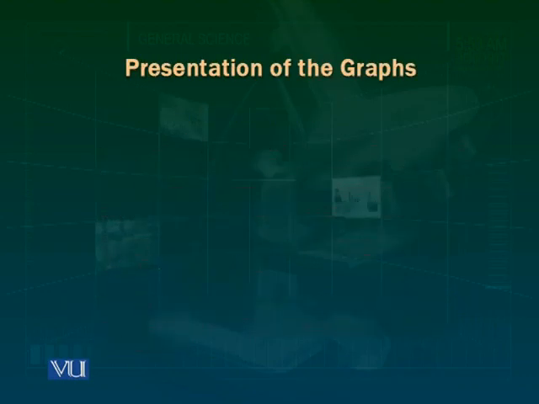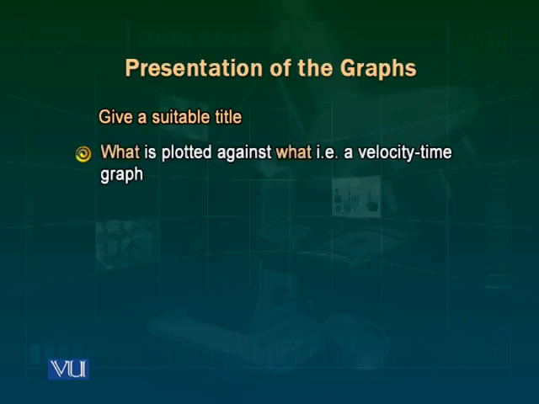Now, how do you present a graph? Once we have our graph made, we have our y-axis, we have our x-axis, we have to have a suitable title. The suitable title normally in physics is what is plotted against what. This is a velocity time graph, this is an acceleration time graph, or a distance time graph. In other words, it tells us we have distance along one axis and time along the other axis if it's a distance time graph. And if it is a velocity time graph, we will have velocity on the y-axis and time on the x-axis.